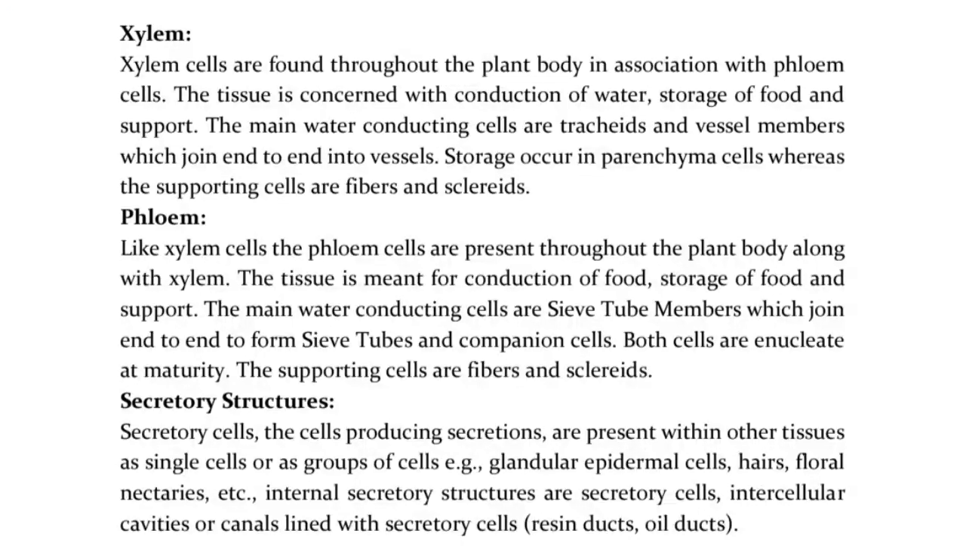Phloem. Like xylem cells, the phloem cells are present throughout the plant body along with xylem. The tissue is meant for conduction of food, storage of food, and support. The main food-conducting cells are sieve tube members which join end to end to form sieve tubes, and companion cells. Both cells are enucleate at maturity. The supporting cells are fibers and sclereids.